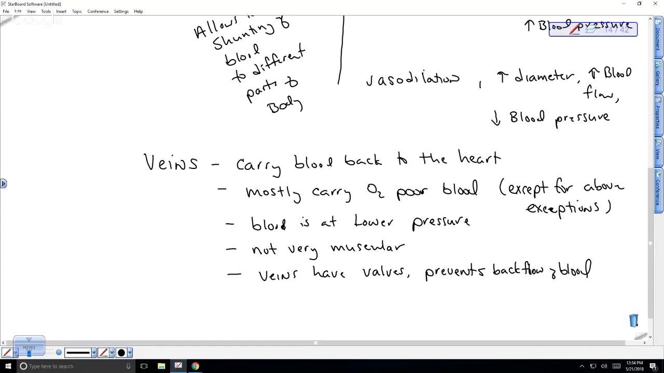So I mentioned before that sometimes people have a problem with this and that the blood pools in their legs and that can lead to blood clotting. So the other thing that the veins do is that they tend to be associated with skeletal muscle. And this helps when you move, it helps to pump the blood back to the heart.